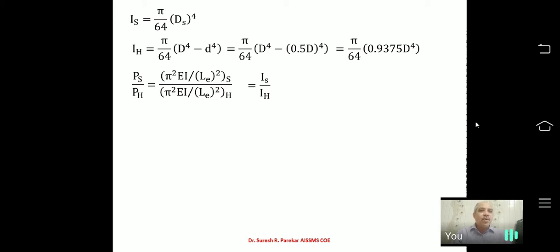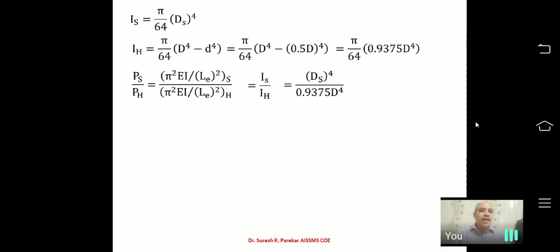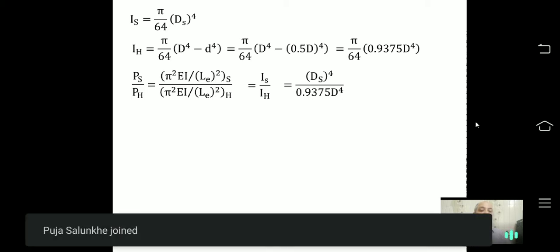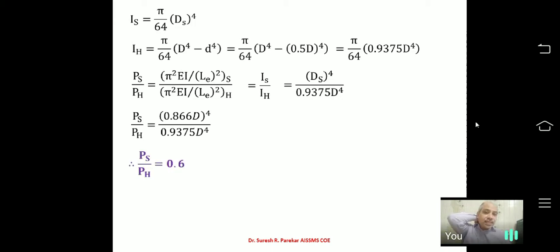Now I S I know, I H I know, and we will substitute this I S upon I H, which gives me d s to the power 4 upon 0.9375 D to the power 4. Now knowing these values, we get the P S upon P H relationship. But now you can see I have the value of d s that we calculated, that is 0.866 D. We substitute that value, so that capital D gets cancelled, and that gives me P S upon P H equal to 0.6.